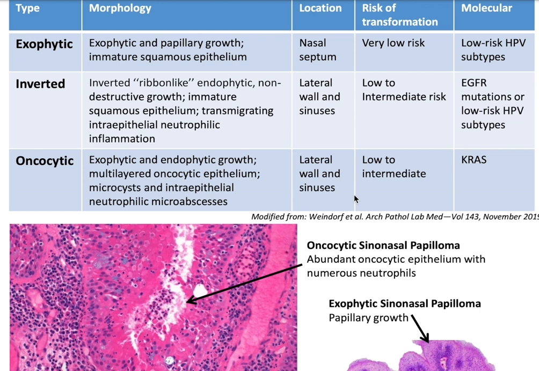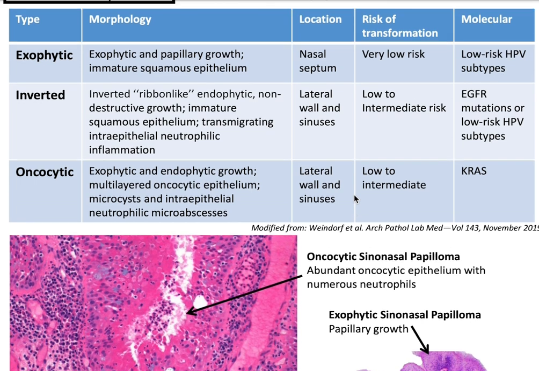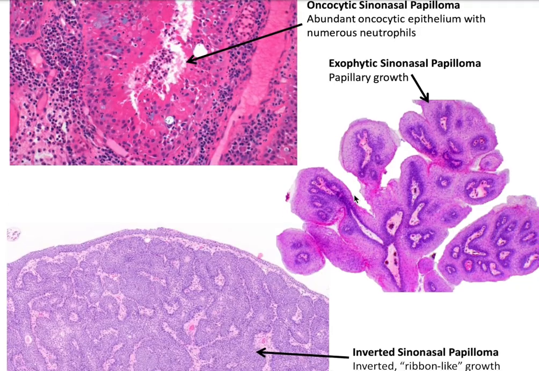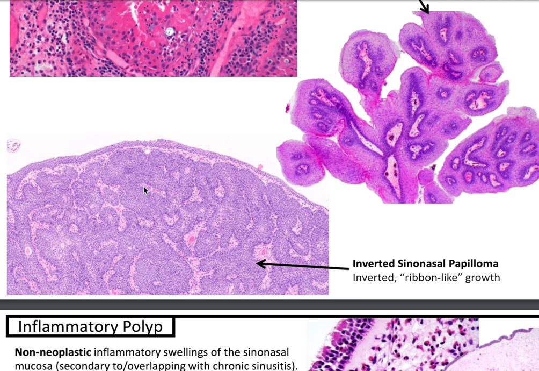Inverted. This is inverted ribbon-like endophytic non-destructive growth. You have immature squamous epithelium, transmigrating intraepithelial neutrophilic inflammation. The location here is the lateral wall and sinuses. This is low to intermediate risk, and molecularly you'll have EGFR mutations or low risk HPV subtypes. So here's an H&E of your inverted sinonasal papilloma. It has that ribbon-like trabecular growth.